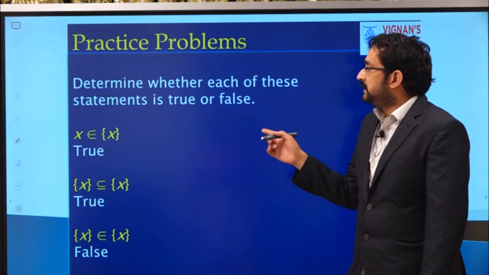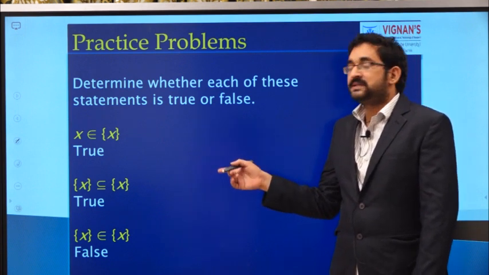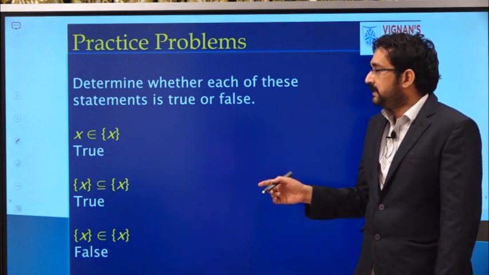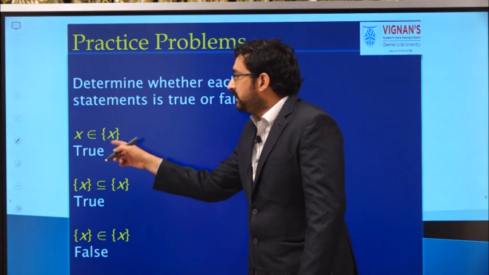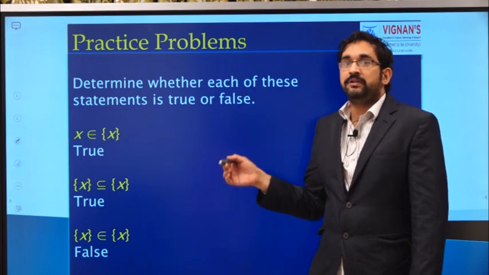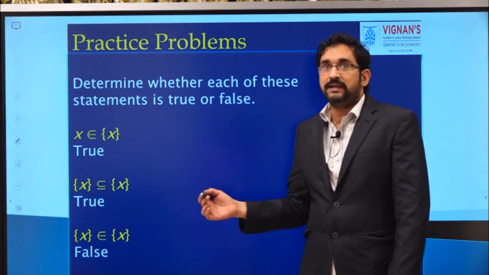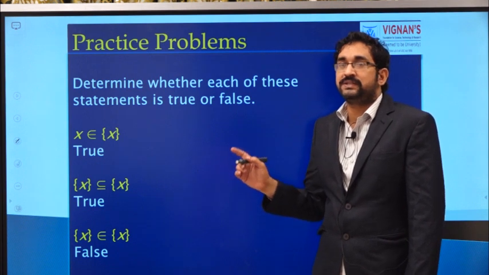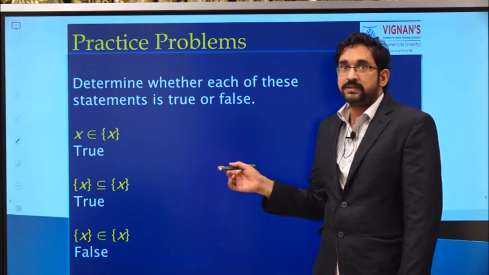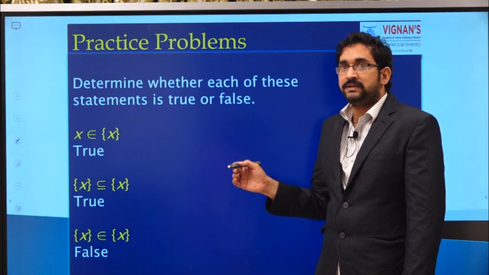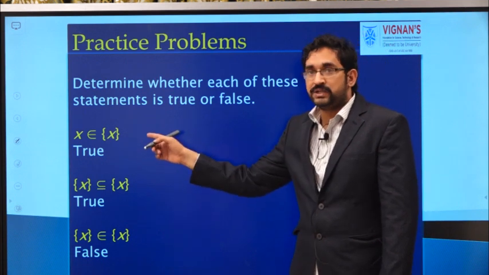See one more problem. Determine whether the given statements are true or false. We have to identify. See the first problem: X belongs to singleton X. We know the definition of singleton X. Singleton X means it is a set which contains only X as its element. So by the definition of singleton set, we can say that the given statement is true.